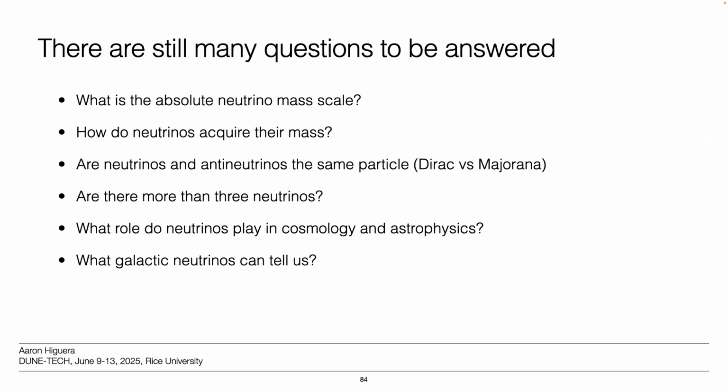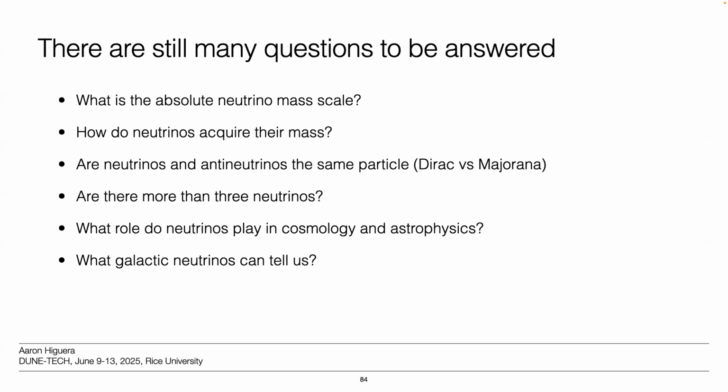Are there more than 3 neutrinos? So far we have only observed 3 flavors, electron, muon, and tau neutrinos, but maybe there is something else that we haven't seen. What role do neutrinos play in cosmology and astrophysics? For instance, when a star goes into a supernova explosion, 90% of the energy is emitted through neutrinos. So if we measure the energy from neutrinos from a supernova explosion, we can learn a lot about star formation, black holes, and all of that. So you can see it's not only about particle physics, but also about astrophysics and cosmology.